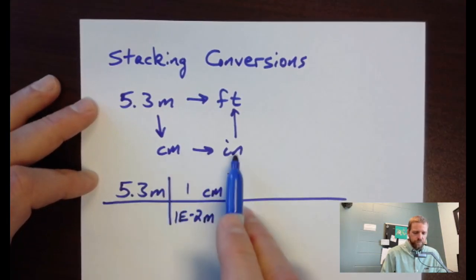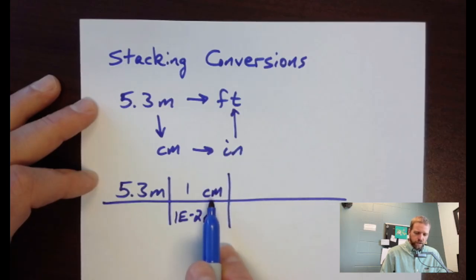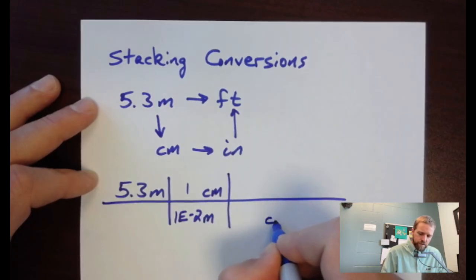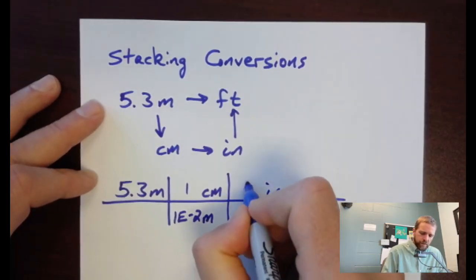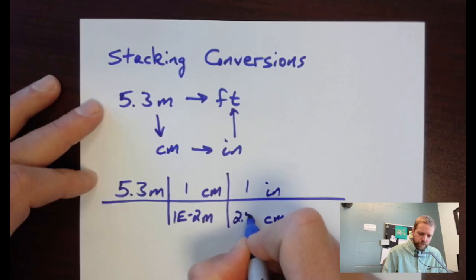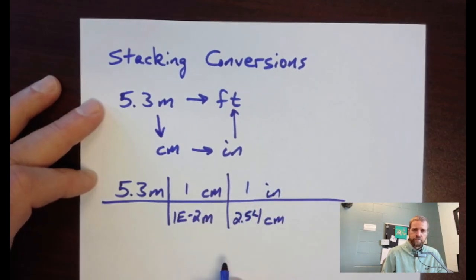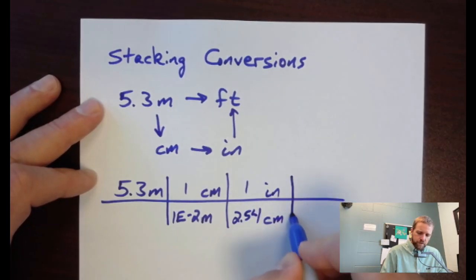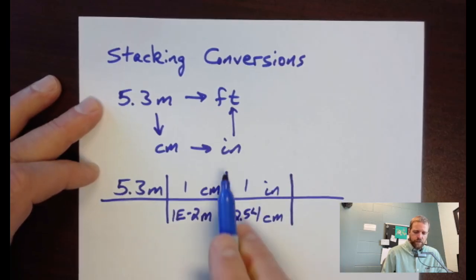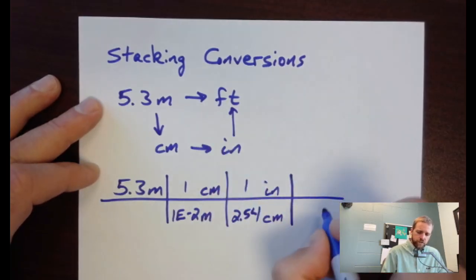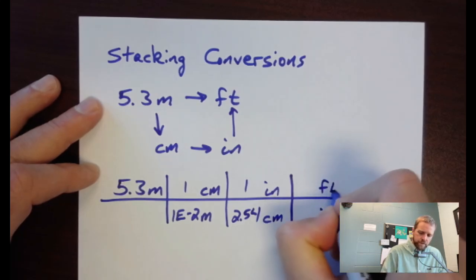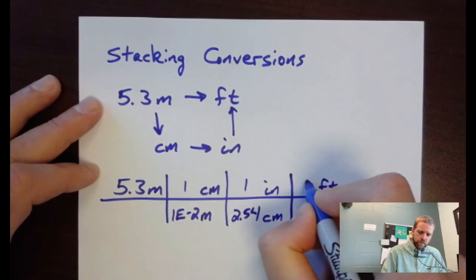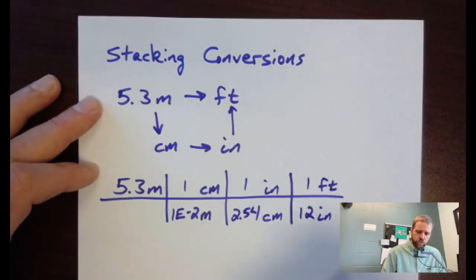So now I want to go from centimeters to inches. So I put centimeters down here, inches up here. And I'm going to have 1 inch is 2.54 centimeters. And then I'm going to draw another vertical line. And then I want to go from inches to feet. So I'm going to put inches down here, feet in the numerator. 1 foot is 12 inches.